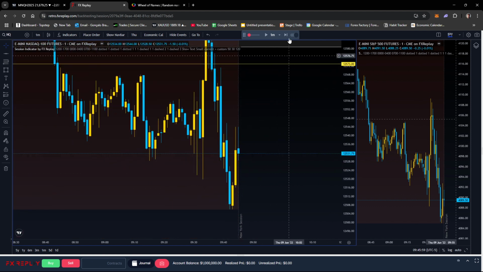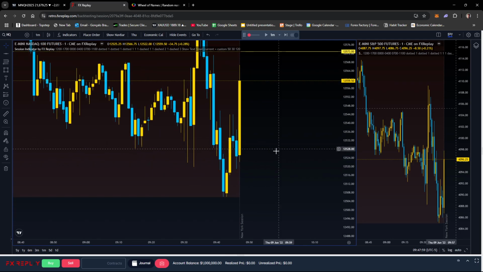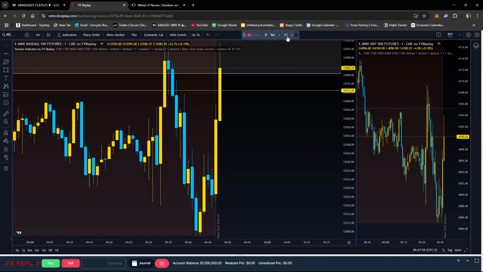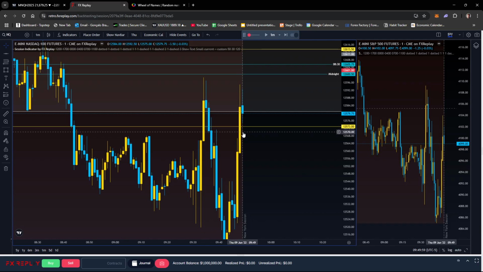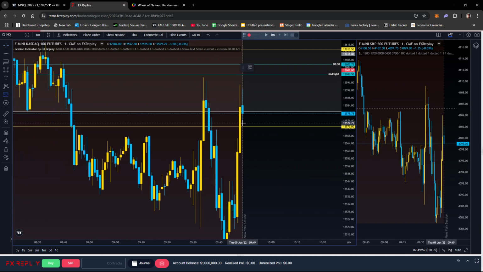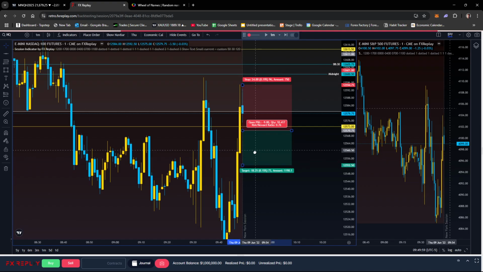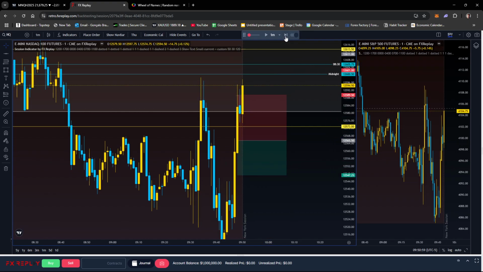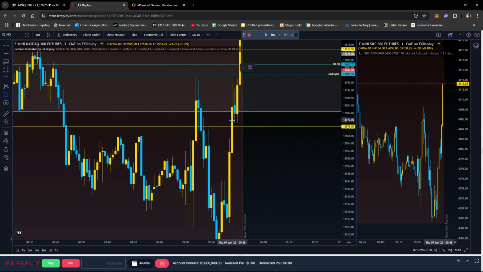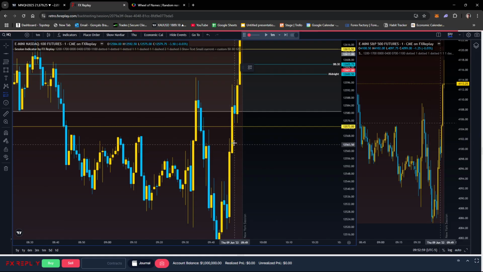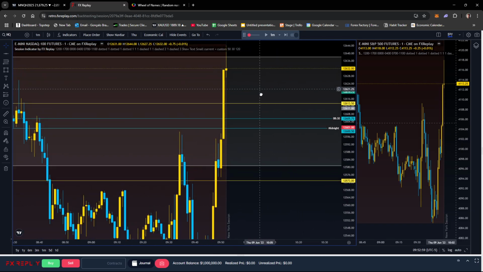Do we want to take any continuations? Not from what I can see right here. Okay. Try this. I really should have entered off this breaker, but I was going to try and get a BPR here. See how we displaced? Should really take that with that strong momentum. It's fine.